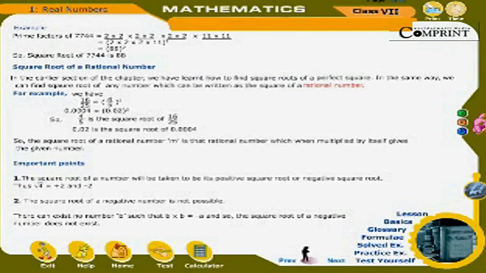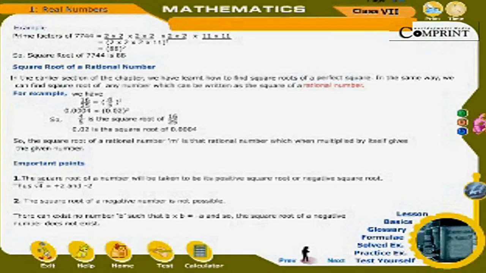Example, prime factors of 7744 is equal to 2 into 2, another pair 2 into 2, another pair 2 into 2, and another pair 11 into 11, which is equal to 2 into 2 into 2 into 11 whole square, which is equal to 88 whole square. So, square root of 7744 is 88.